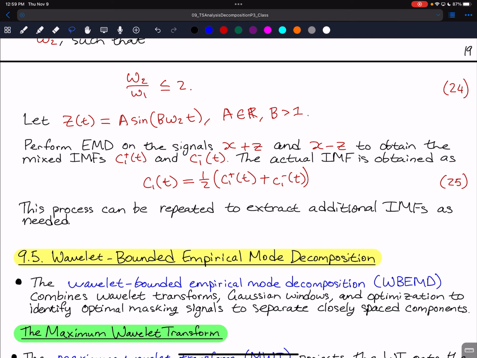So the solution is to use an optimization routine, and in order to do that, you need some type of objective function or some type of metric. And we're now going to discuss how that is implemented, and it's done through a method known as the wavelet-bounded empirical mode decomposition.